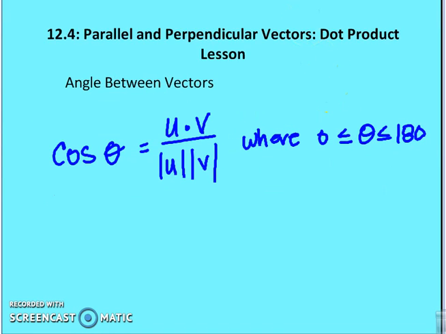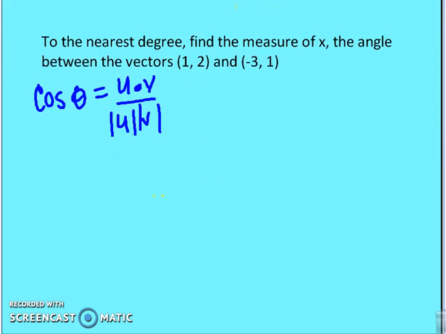All right, so now we're going to find the angle between two vectors. I'm just going to go ahead and give you the formula. It's u · v over the magnitude of u times the magnitude of v, where theta is between 0 and 180. So cosine theta is equal to u · v over the magnitude of u times the magnitude of v. All right, so to the nearest degree, find the measure of x, the angle between the vectors (1, 2) and (-3, 1). So let's walk through this together.